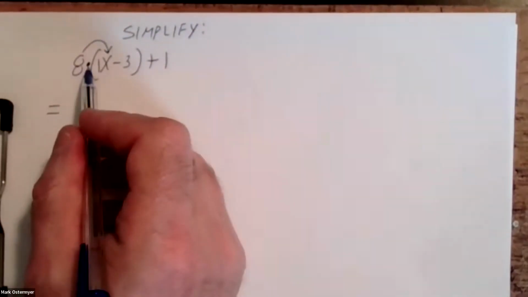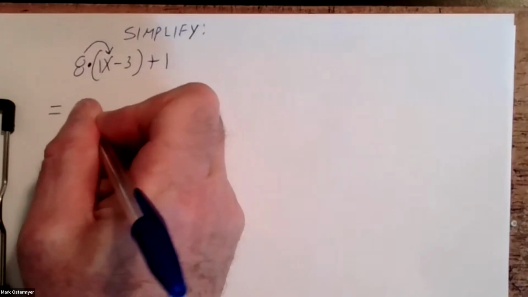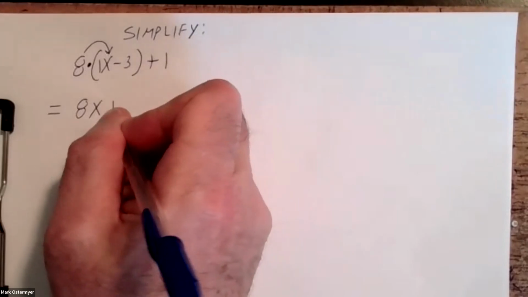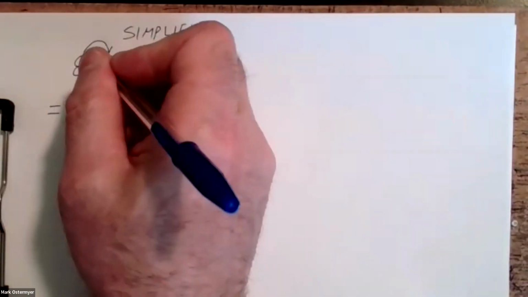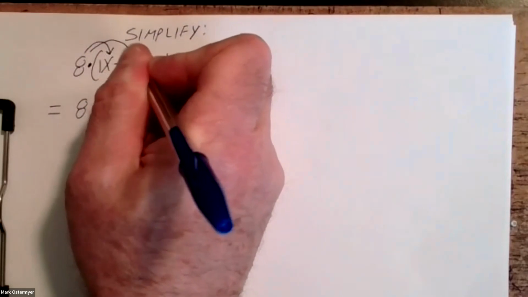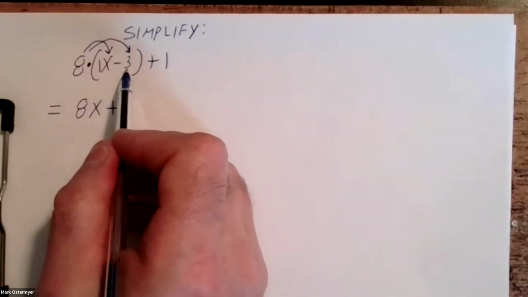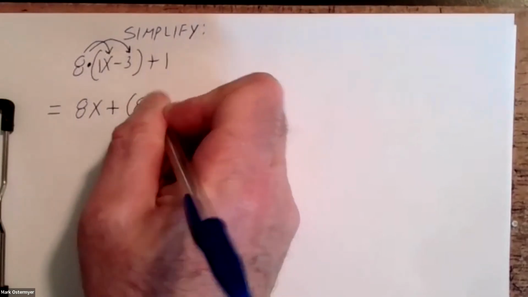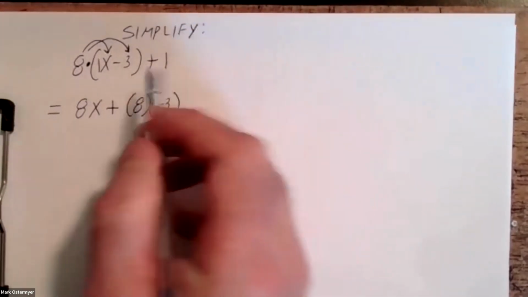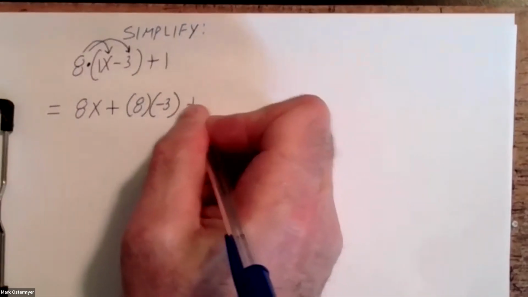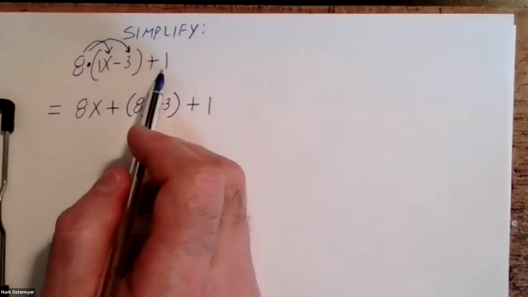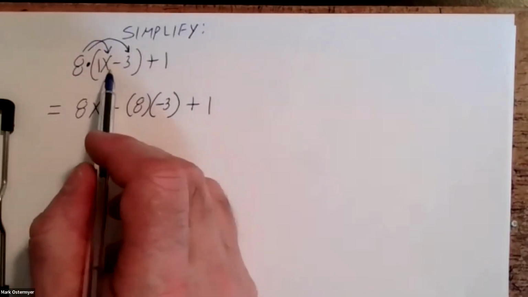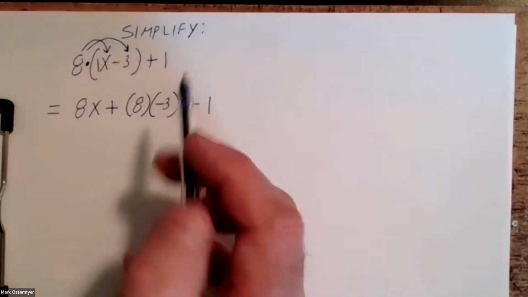Now, 8 multiplied by 1x is 8x. Okay, plus, now we have 8 being multiplied by, you should view this as being a -3. 8 multiplied by a -3. And then we have the +1. Notice the 8 does not get multiplied by the 1 out here because the 1 is not inside the parentheses. The 8 only gets multiplied by all the terms inside the parentheses.